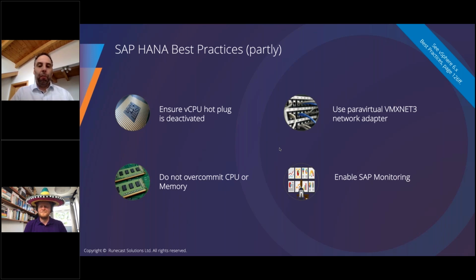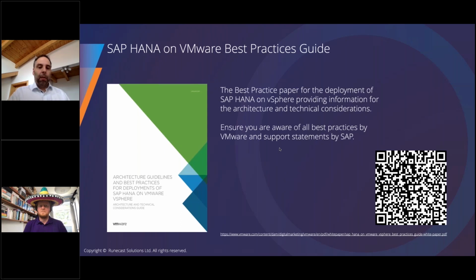What it means is you have to configure two advanced parameters. One is on the hypervisor, one is on the VM. The best practice is checking whether you have enabled these two advanced parameters to provide the data to the SAP application itself. With all that, I want to leave you with the SAP HANA on VMware Best Practice Guide regarding that.